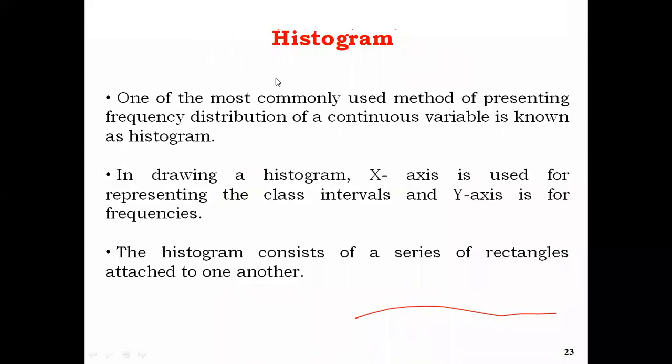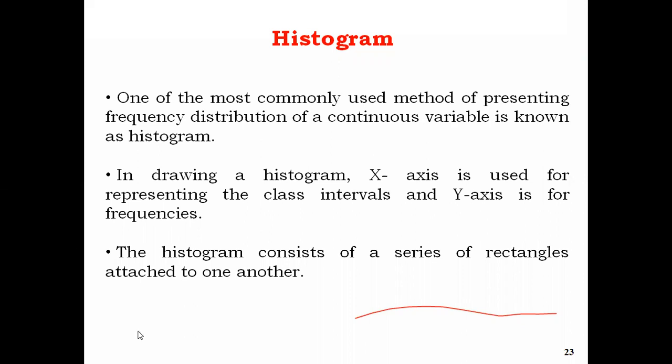Then the histogram. So what is a histogram? One of the most commonly used methods of presenting the frequency distribution of a continuous variable is known as a histogram. In drawing a histogram, the x-axis is used for representing the class intervals. Class intervals means, suppose it is given 0 to 10, 10 to 20, then 20 to 30, like that. And the y-axis is for our frequencies. On the basis of class intervals, some frequencies are given, then we can draw the histogram.